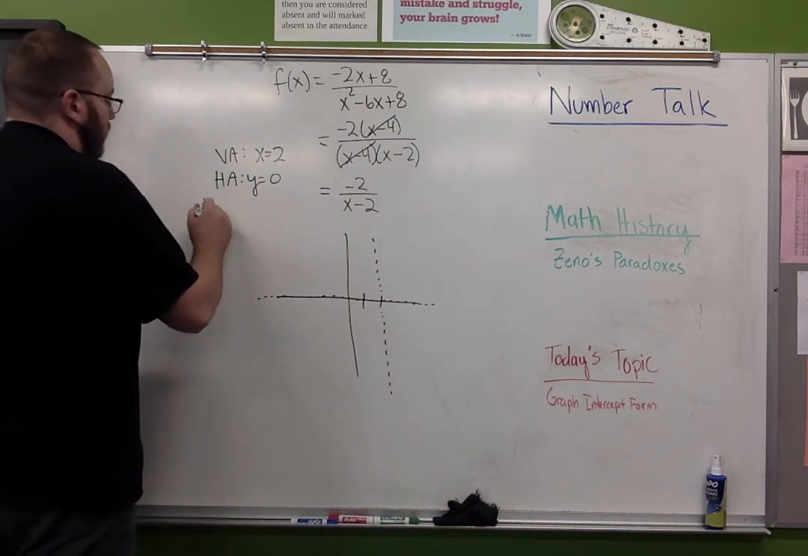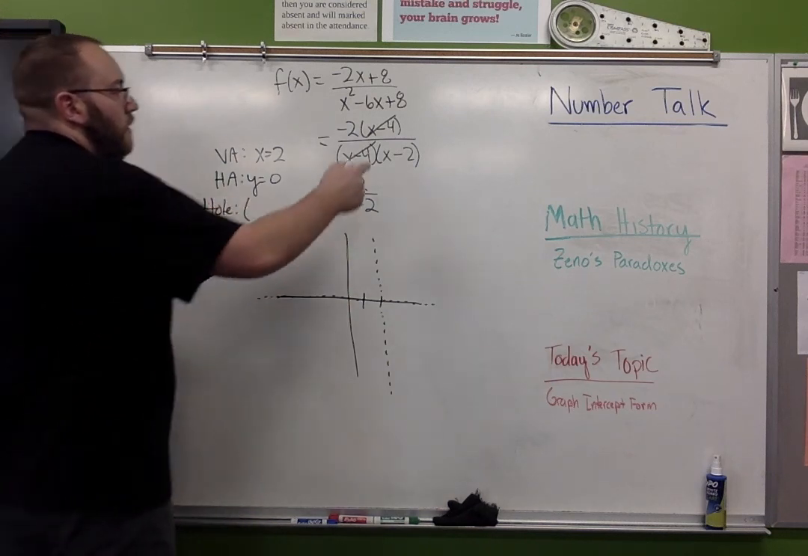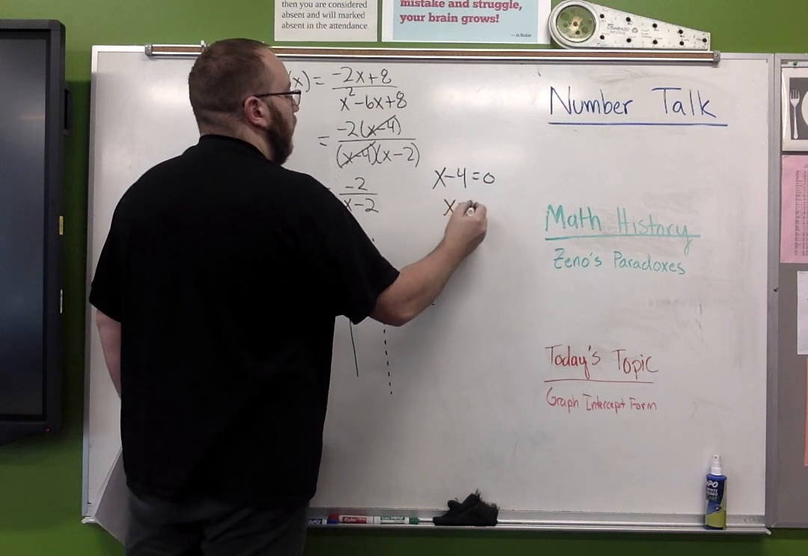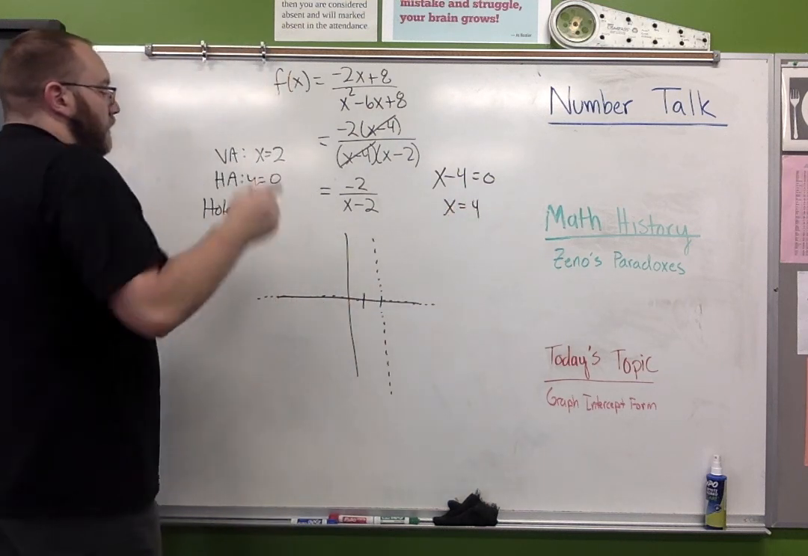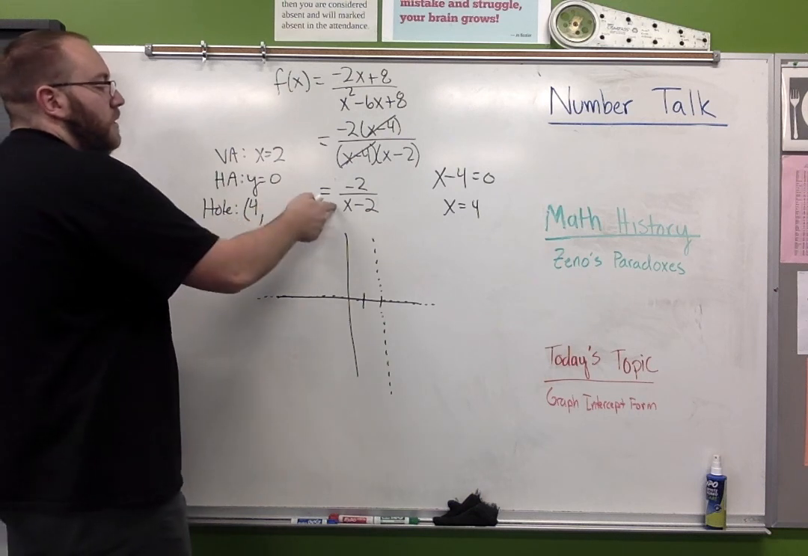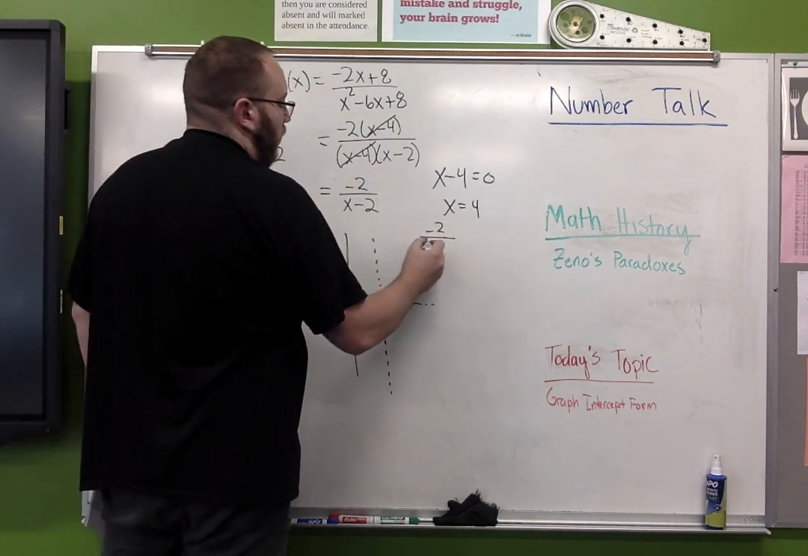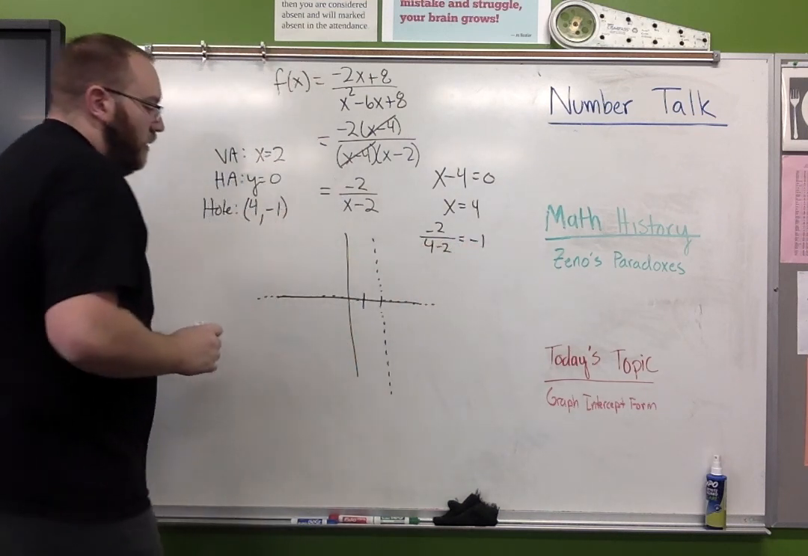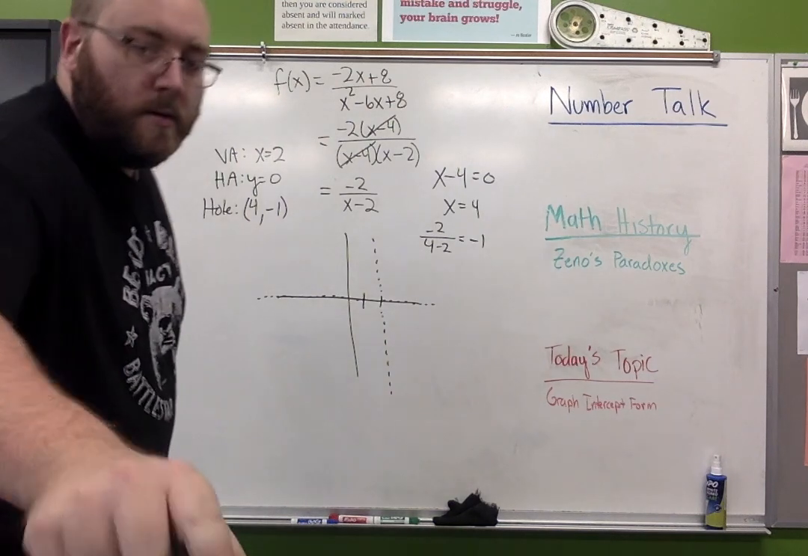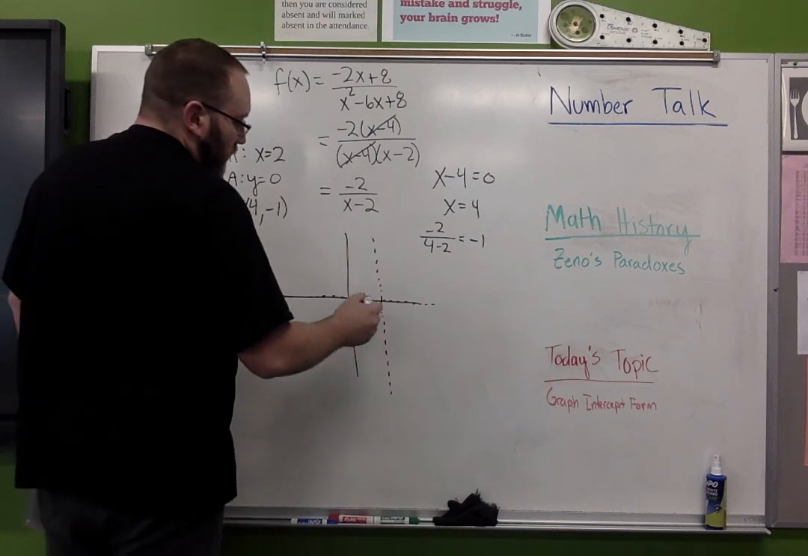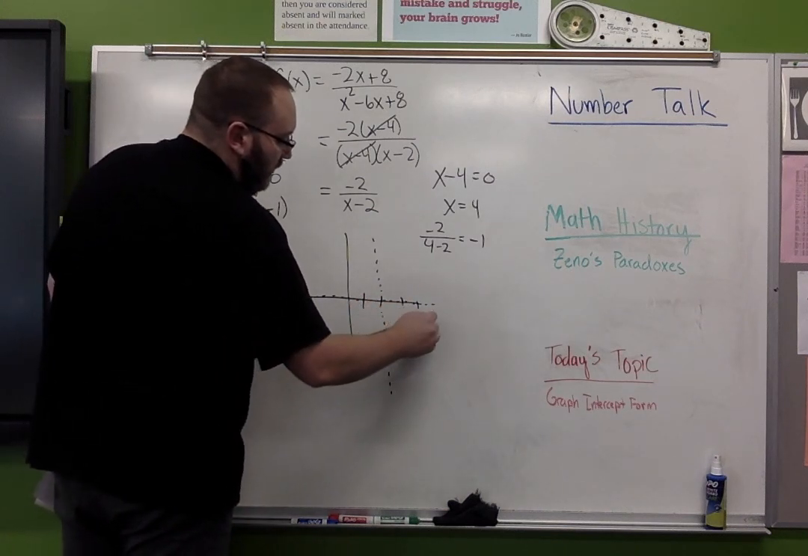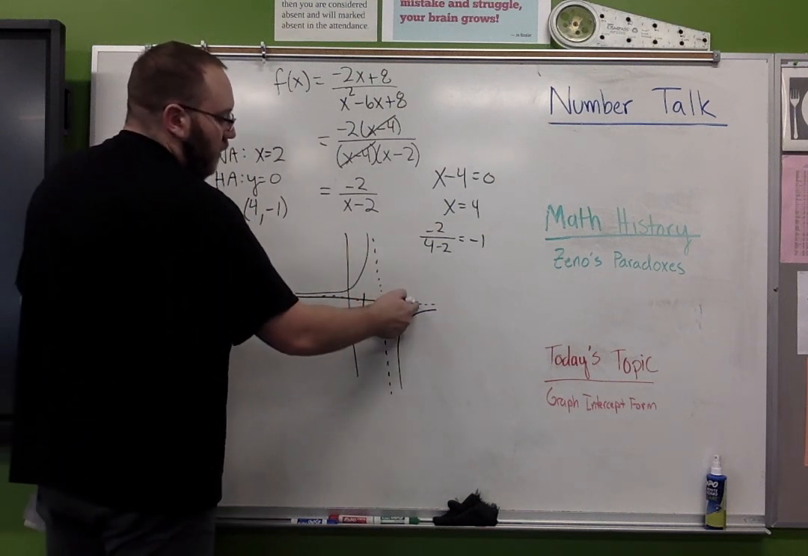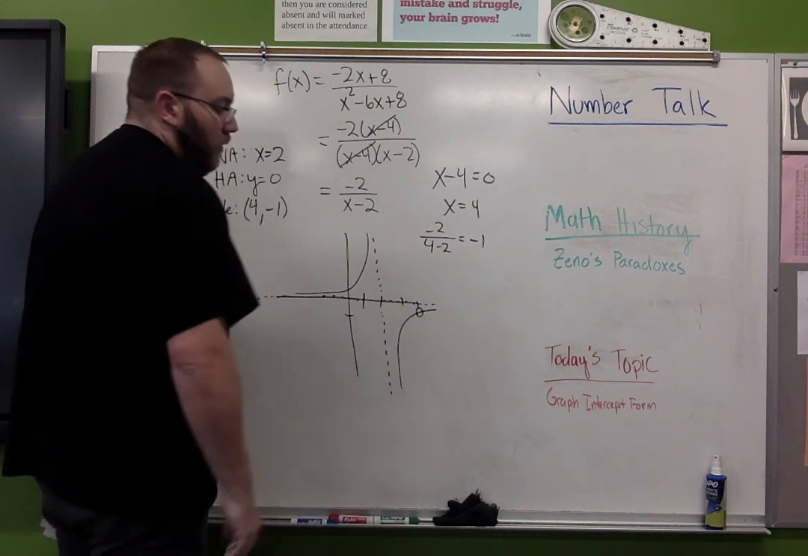Okay, our hole. Well, we reduced x minus 4. Set it equal to 0 to find the x value of our hole. Plug that number, the x value, back into the simplified form. So -2 over 4 minus 2, which is -1. So there's a hole at 4, -1. My graph is going to kind of look like this, and at 4, -1, there's a hole in the graph right there.